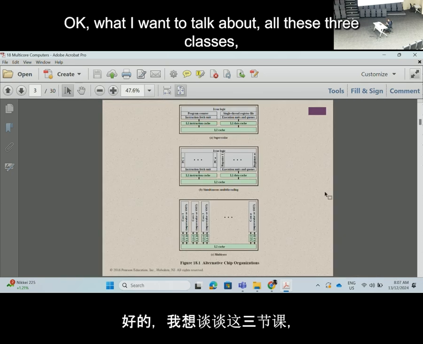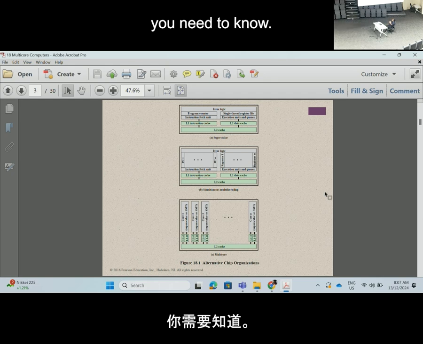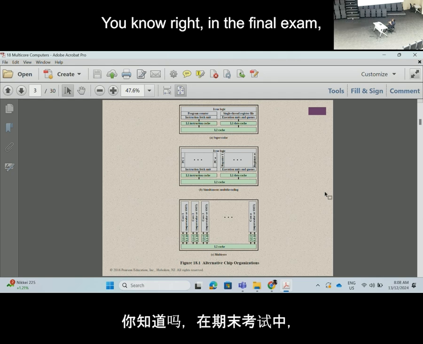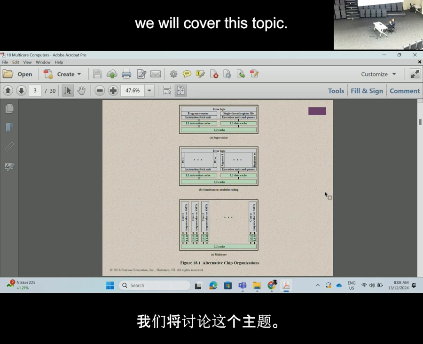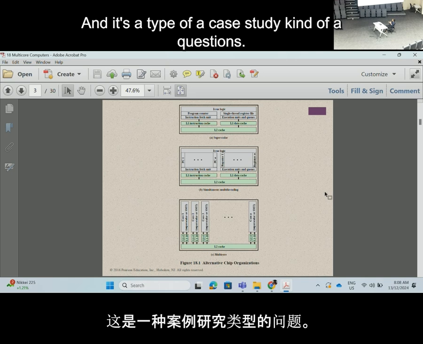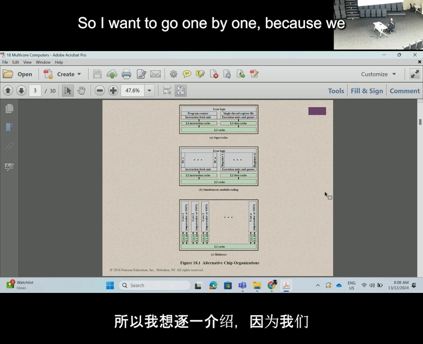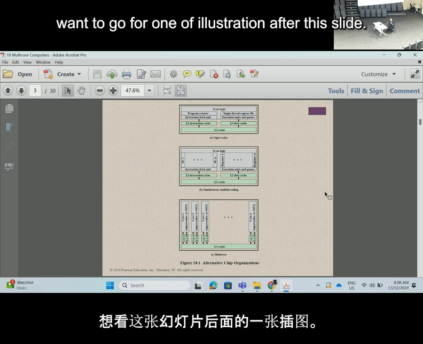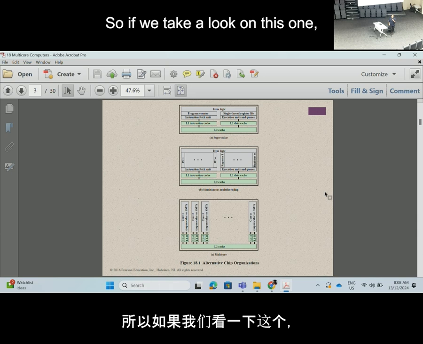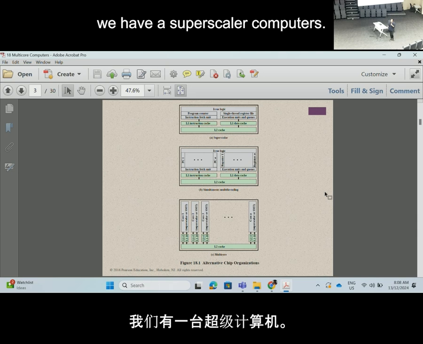What I want to talk about is all these three classes, and you need to know them. In the final exam we will cover this topic, and it's a type of case study question. So I'm going to go one by one, because we want to go to one illustration after this slide. If we take a look at this one, we have superscalar computers.